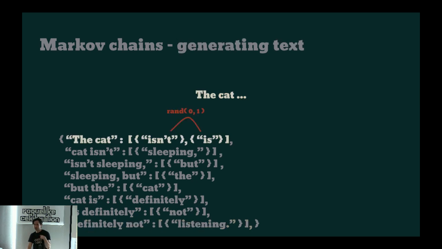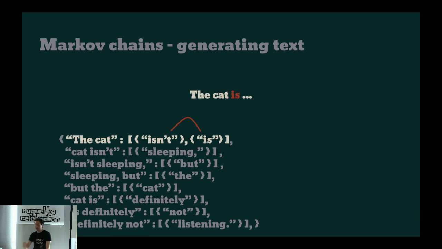The way we actually generate text is we choose a prefix to start with. So let's choose "the cat". And then we randomly choose from among the suffixes in the list that is associated with the prefix. We randomly choose one of them. So, in this case, we're going to randomly choose "is", which is the second one.